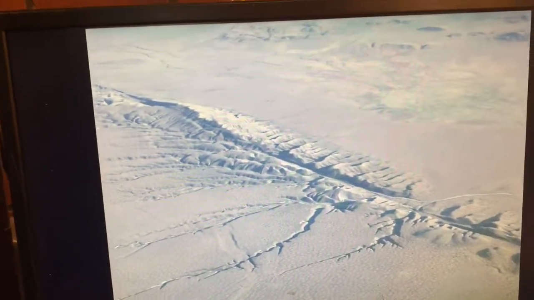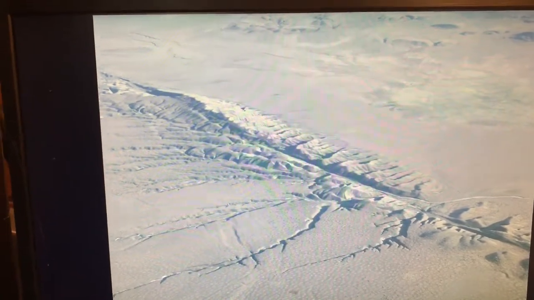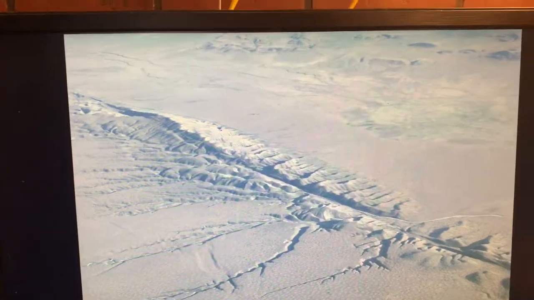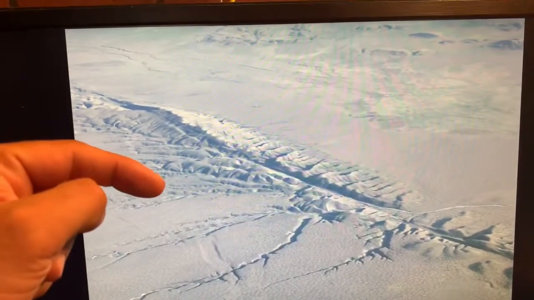A better example of that would be this. This is the San Andreas Fault. Everybody's heard of this. This is the fault that exists in California. What happens here is you have two plates. You have what's called the Juan de Fuca plate and you have the North American plate. And one plate wants to move this way and the other plate wants to move this way.